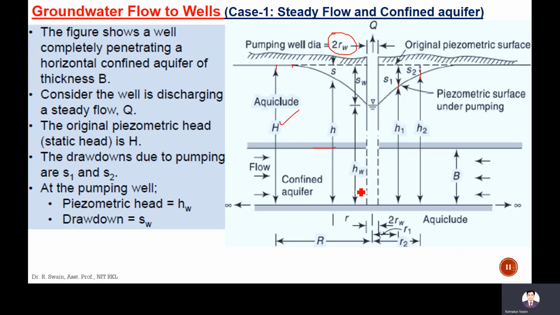This is the confined aquifer. At the well, the drawdown is SW and the piezometric head is HW. The aquifer thickness is B and the discharge is Q. The figure shows a well completely penetrating a horizontal confined aquifer of thickness B. Consider the well is discharging a steady flow Q. The original piezometric head is H. The drawdowns due to pumping are S1 and S2, and at the pumping well, the piezometric head is HW and the drawdown is SW.